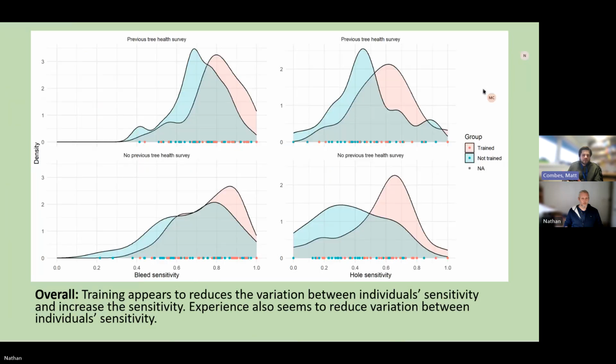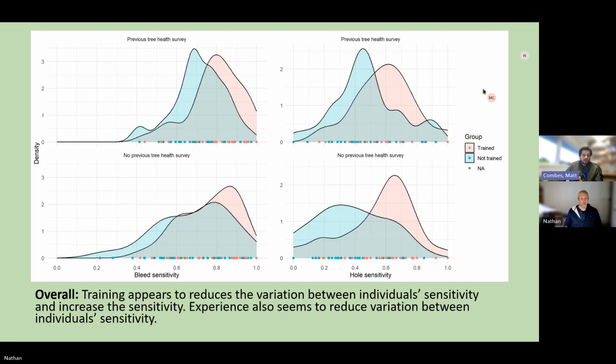If we go to the next slide, this is just a different way to visualize that. You can see the different distributions there, for the exit holes, making the distribution narrower for the trained individuals, and also increasing the sensitivity slightly.